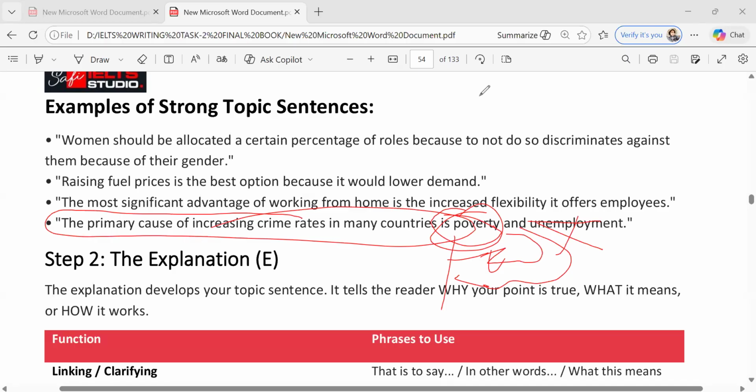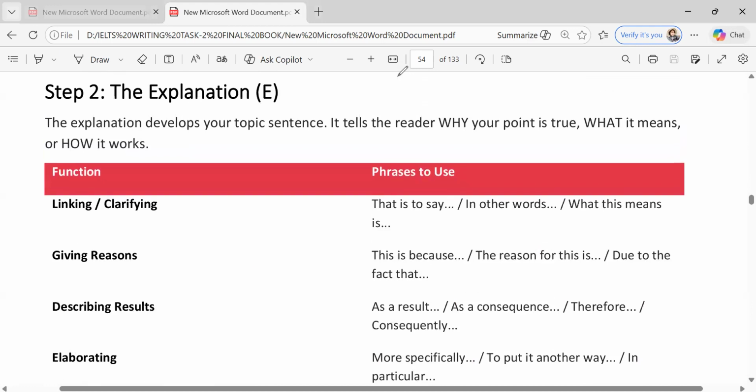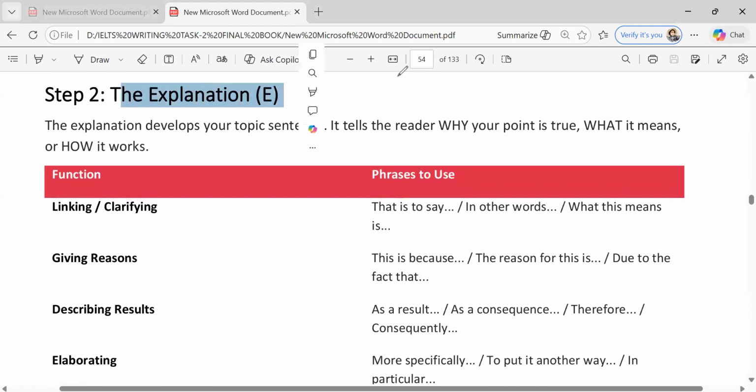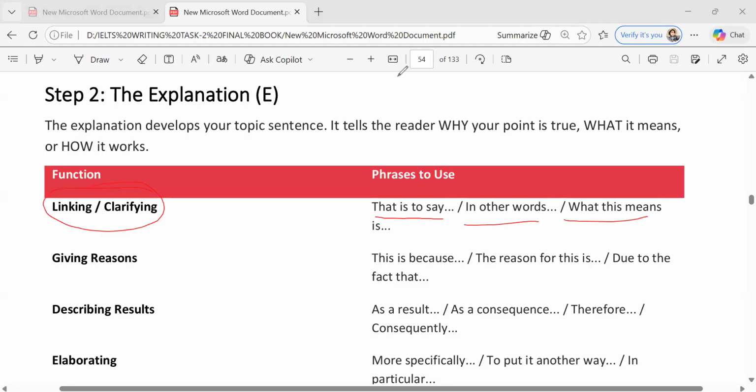Once you are done with the topic sentence, the second part, clear, is all about your explanation. It's the second stage. If you want to provide an explanation, we can provide clarification. You can link. If you want to clarify, these are some of the phrases you can start with: that is to say, in other words, what this means is, or you can even give reasons.